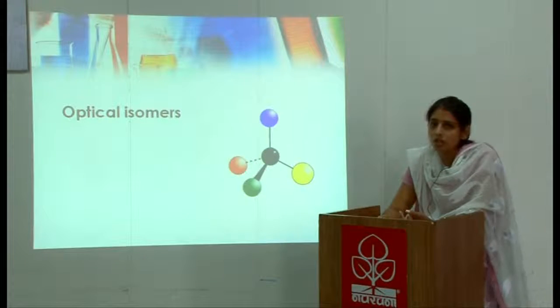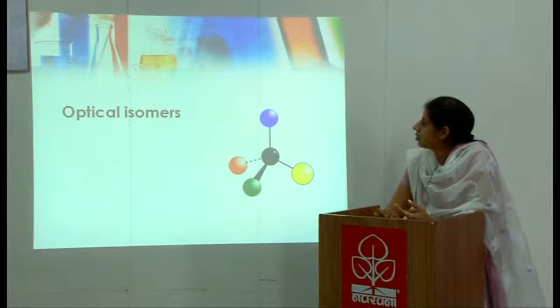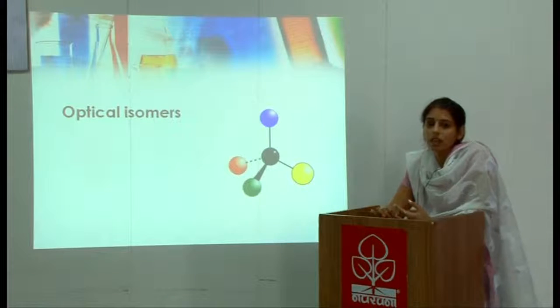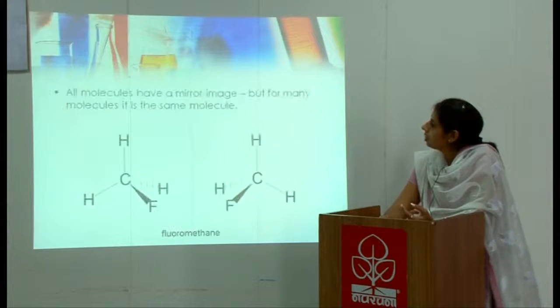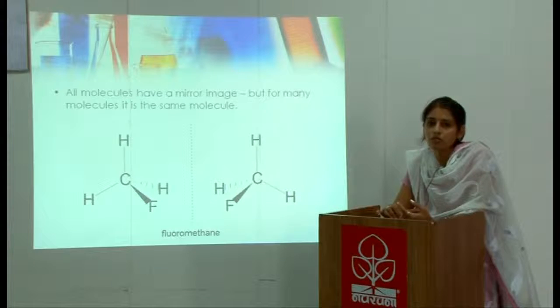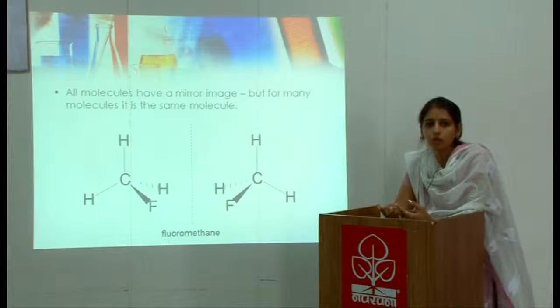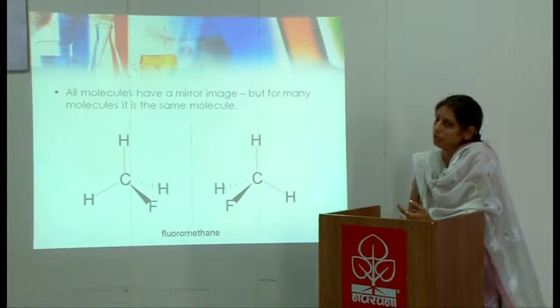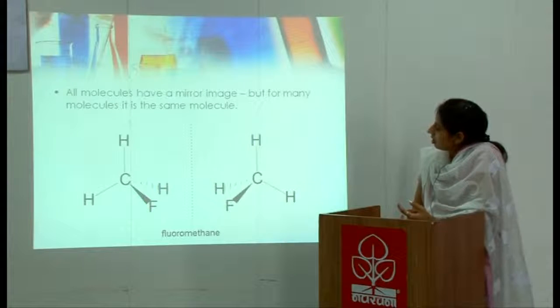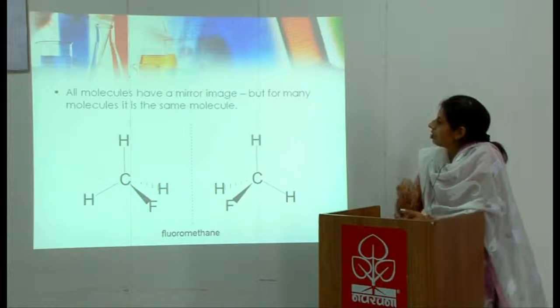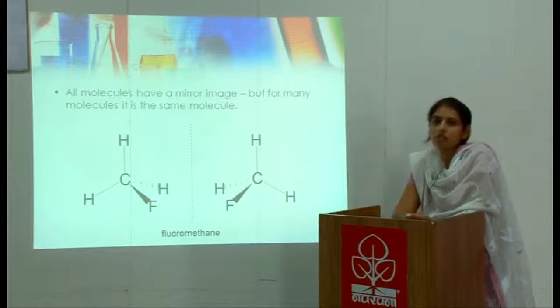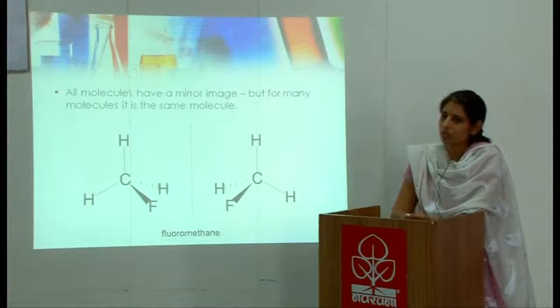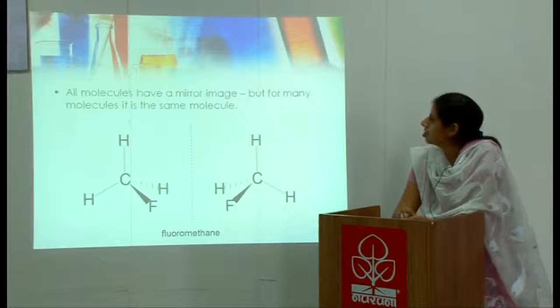Next is optical isomers. In optical isomers, the position in space of the different atoms attached to the central carbon is different. Optical isomerism can be seen with compounds having 4 different groups. If a compound has 2 similar groups, then optical isomerism will not be seen. As you can see here, the first is the structure of fluoromethane and the second is its mirror image. Whenever we have a compound and its mirror image, most of the time the mirror image remains the same.